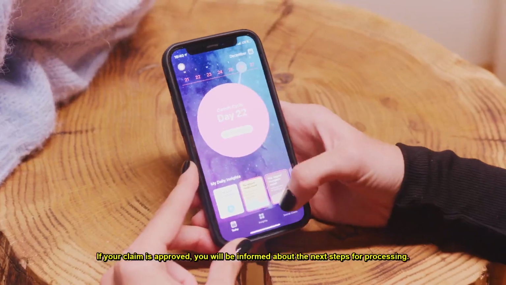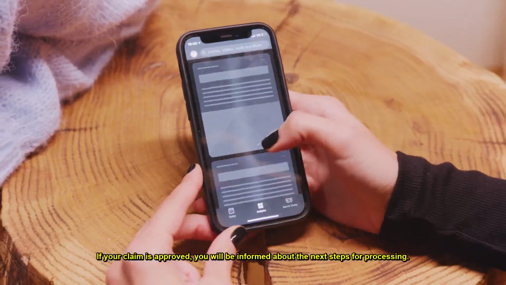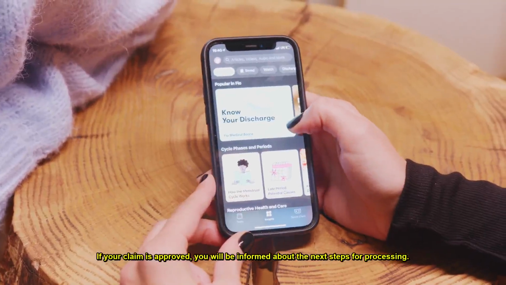Be prepared to answer any additional questions they may have during their review. If your claim is approved, you will be informed about the next steps for processing. If there are any issues, ask for clarification and guidance on how to resolve them.